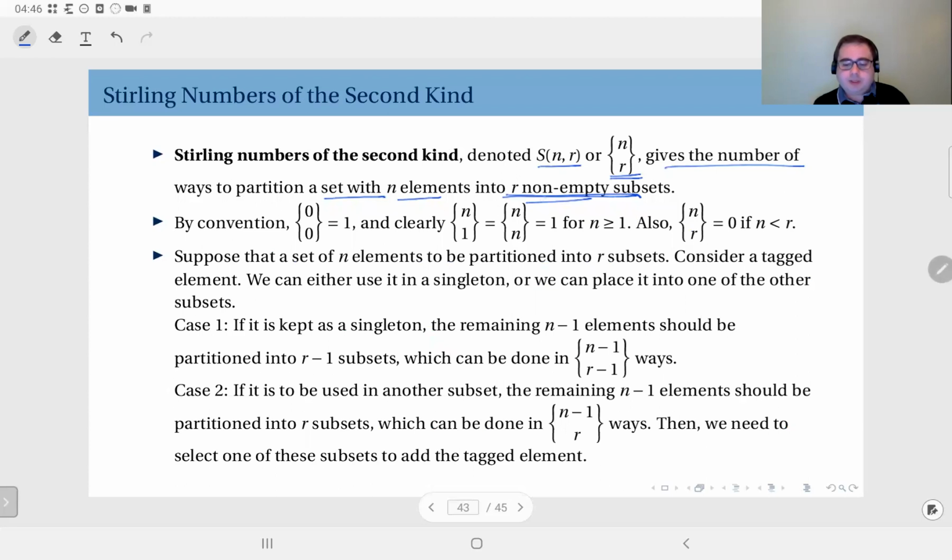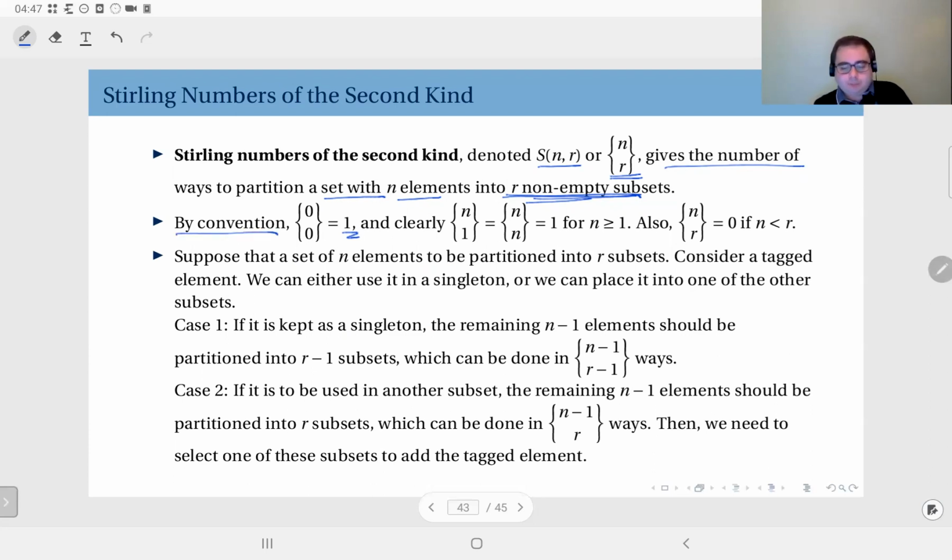So r non-empty subsets. Now, of course, by convention, the Stirling number of 0 and 0, 0 subsets of a 0-element set, is 1. This is the number of partitions of the empty set where you use 0 subsets. And of course, there is just a single partition of the empty set, so this is equal to 1 by convention.